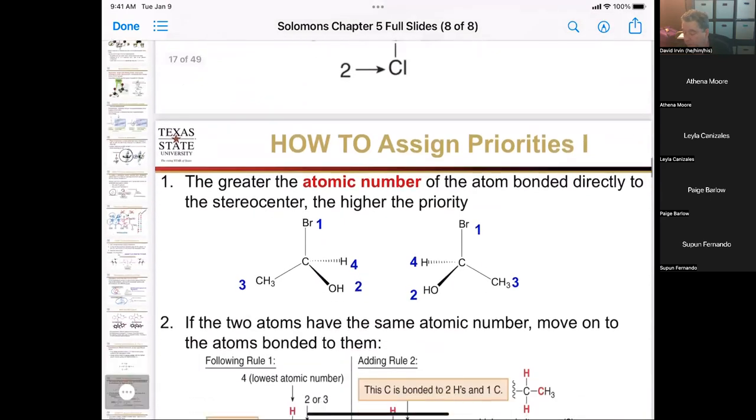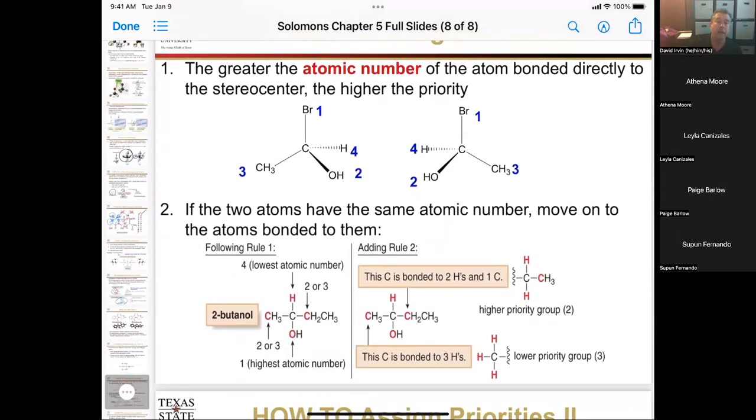Okay. The first rule is we look at the atomic number, the Z number. Okay, not the atomic mass, the Z number, the atomic number. Okay, because each of the elements has a unique atomic number. If you can assign a priority of 1 for the largest atomic number, 2 for the second, 3 for the third, and 4 for the fourth, you're done. You do not have to use the other rules. Okay. So in the case of our number 1 here, bromine's a higher Z number than oxygen, which is a higher Z number than carbon, which is a higher Z number than hydrogen. So hydrogen is usually always your last one.